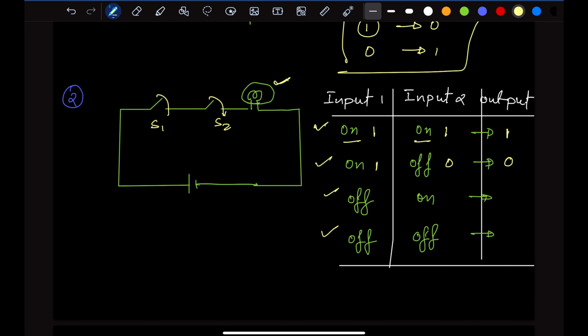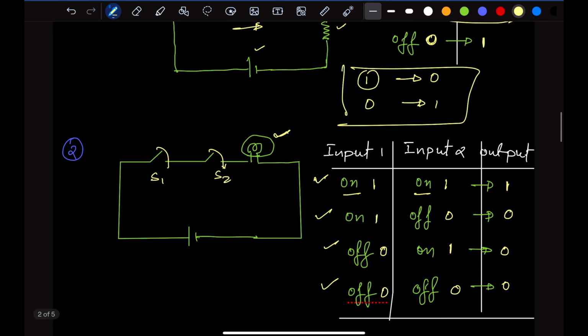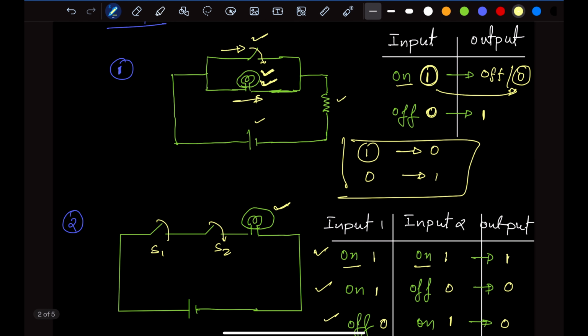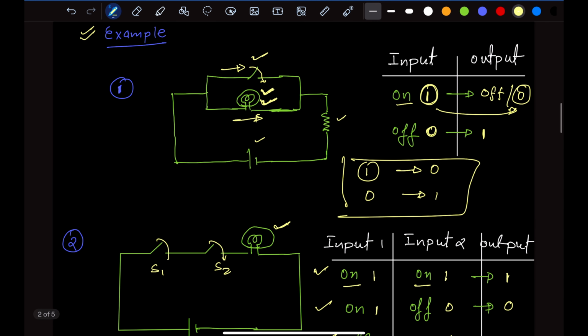Okay, and if the first input is 0 and the second input is 1, tell me what will be the output? Will this bulb glow or not? It will not glow, right? And that is 0. And 0 0, of course, that is 0. So this is just the input output relation or input output table. Although these are a particular type of operations, this will be called the NOT operation. We will be learning about that, and on the basis of NOT operation there is a gate called the NOT gate.